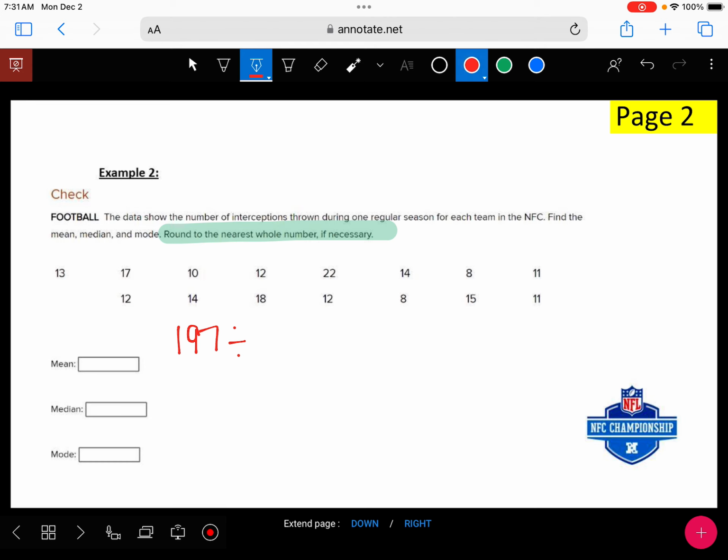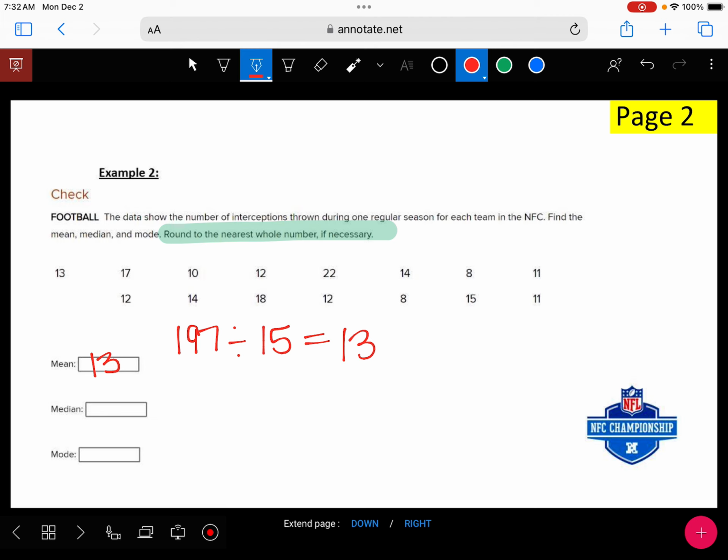Okay. So we're going to take that and divide by 15. So 197 divided by 15. And we're going to round that to the nearest whole number. So you see how we have 13.1? We only want the numbers in front of the decimal. So just 13. So 13, that is the average number of interceptions in the NFC.